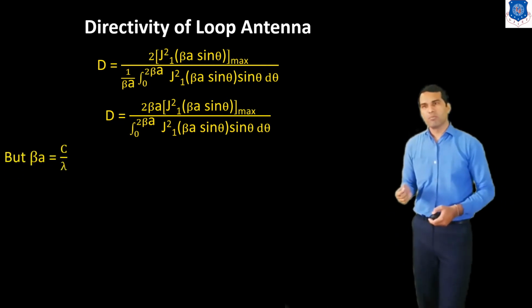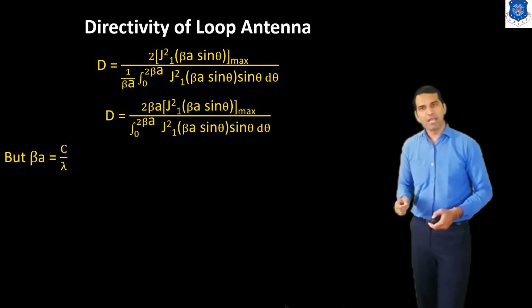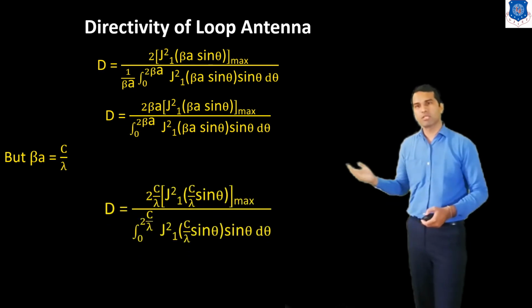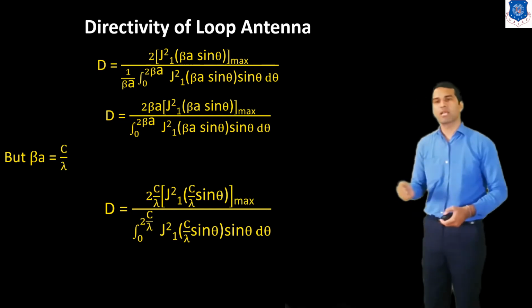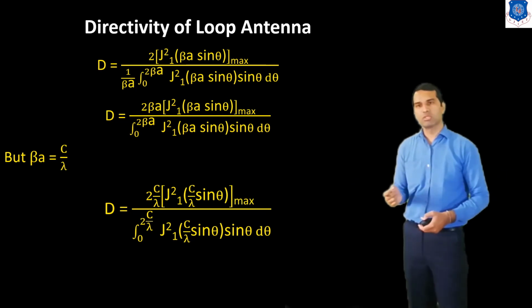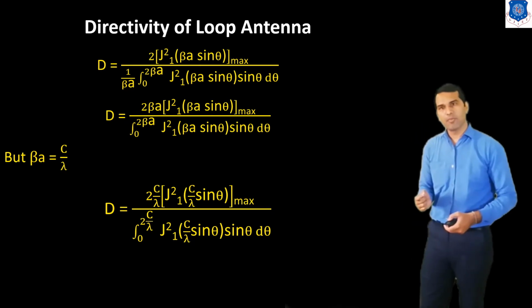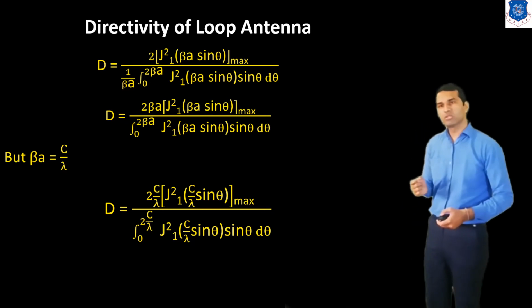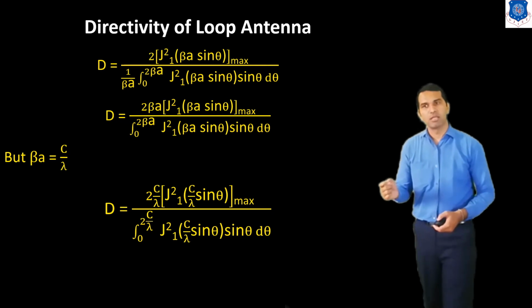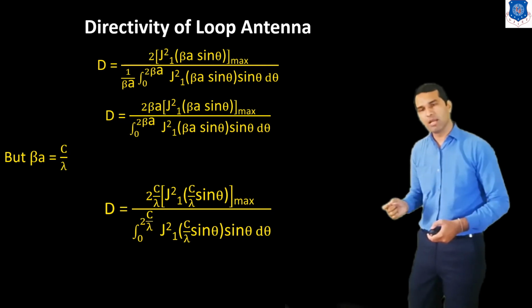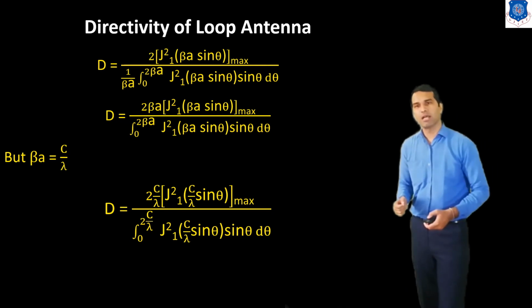But we know that beta a is equal to C by lambda. So instead of beta a we can write D is equal to 2C by lambda J1 square of C by lambda sin theta, over the integral from 0 to 2C by lambda of J1 square. Instead of beta a we have put C by lambda sin theta into sin theta d theta.